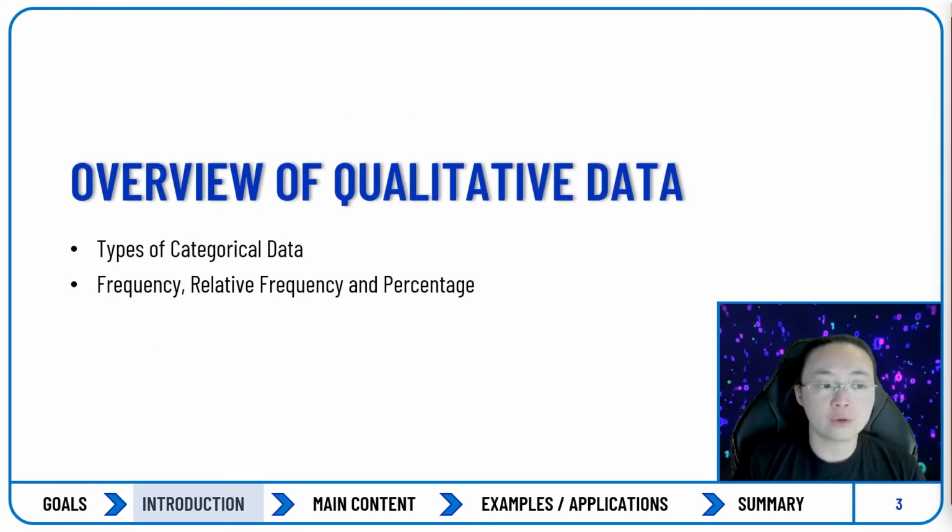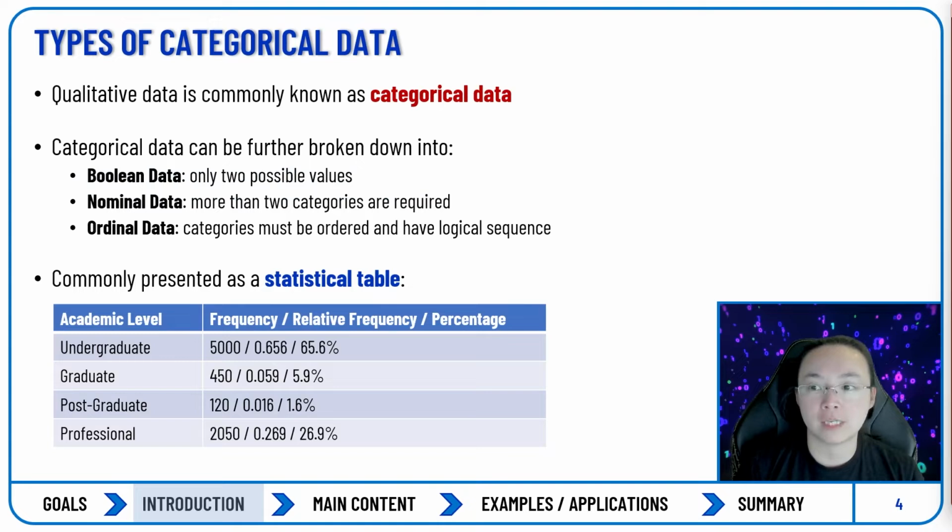Okay, so we're going to start with an overview of qualitative data. So first, we're going to go through what types of categorical data there are. Qualitative data is commonly known as categorical data because with qualitative data, we don't really have numbers to represent those types of variables. We have to filter our data through into different groups of categories. Once you have those categories, you can further narrow down what kind of data you have.